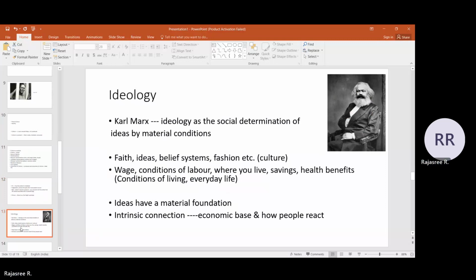that you do, what are your conditions of labor, where you live, how much is your salary, whether you have any savings, your health benefits, your conditions of living, how your everyday life is. This determines every other aspect of you.